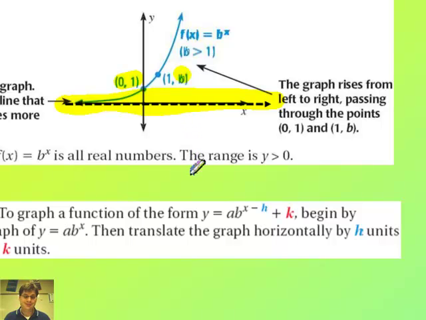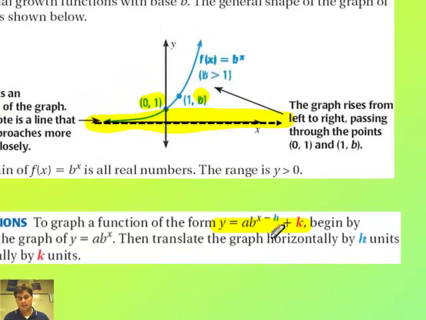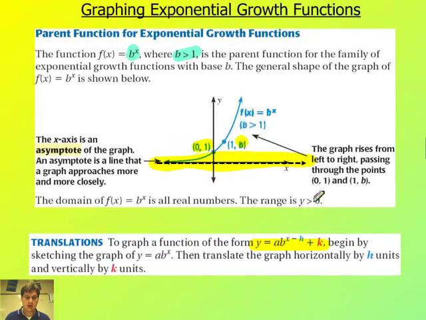Okay. Also, I want to point out the transformations h and k. This one's a little different because our h is in the exponent. Remember, we always subtract h from x wherever x might be. In this case, x is the exponent, so we subtract h from x in the exponent. h is your horizontal translation, k is your vertical.